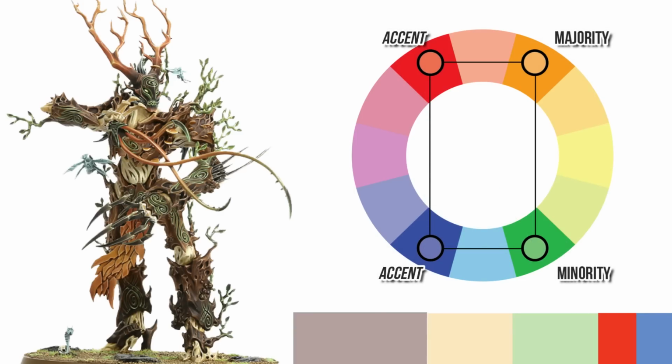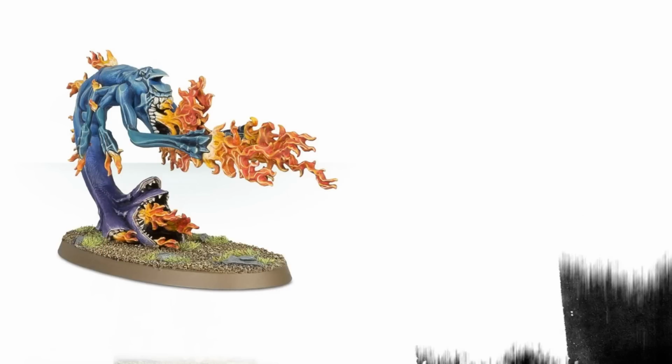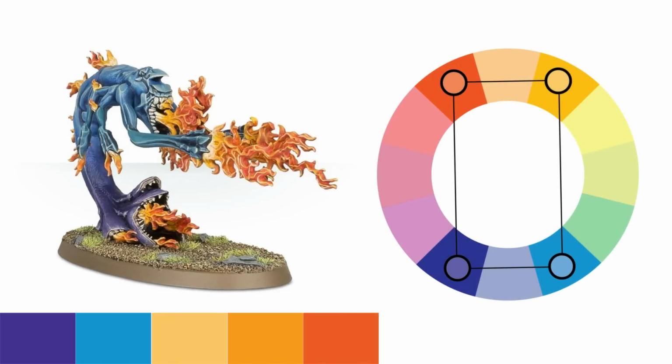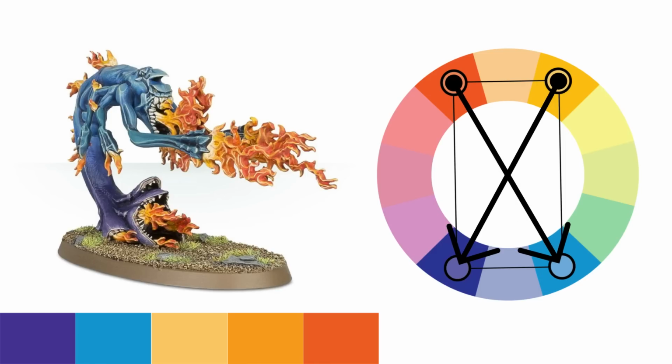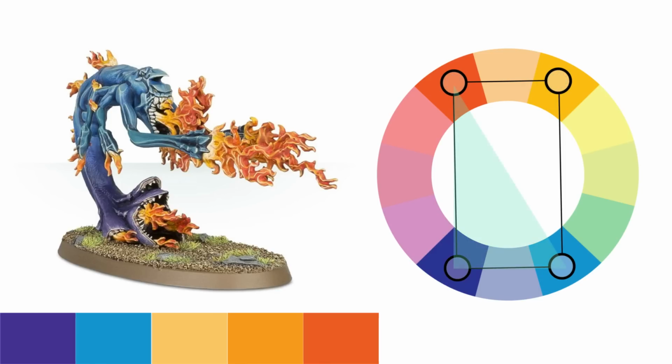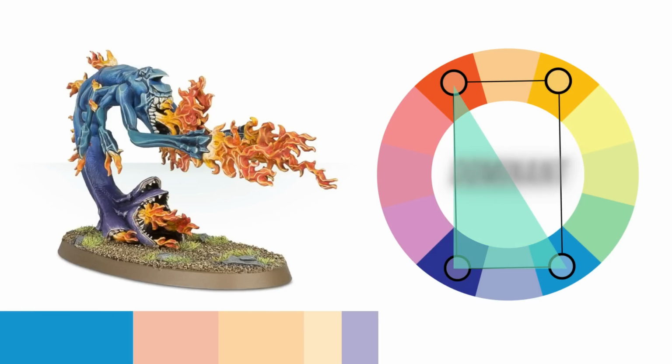I think I know how it works. Let's do one more and I'll see if I can get it. Let's take a look at the Exalted Flamer of Tzeentch. He's got yellow and purple and orange and blue. That's right. So the orange and blue set with the accent of purple is the dominant set.